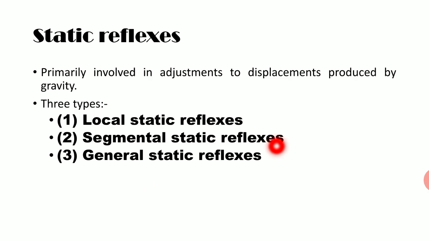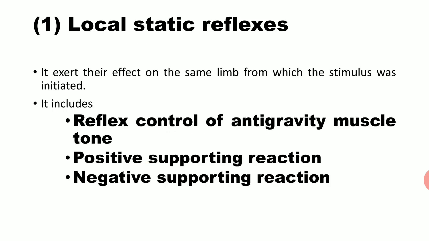Static reflexes are primarily involved in adjustment to displacement produced by gravity. So there are three types of static reflex: local static, segmental static and general static reflexes. First is the local static reflex. It exerts its effect on the same limb from which the stimulus was initiated. It includes reflex control of antigravity muscle tone, positive supporting reaction and negative supporting reaction.